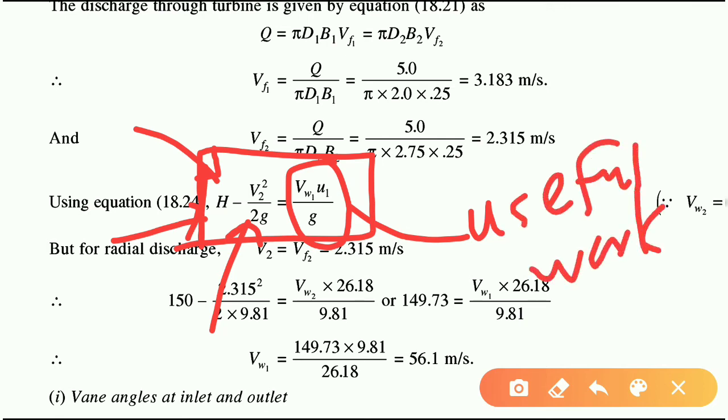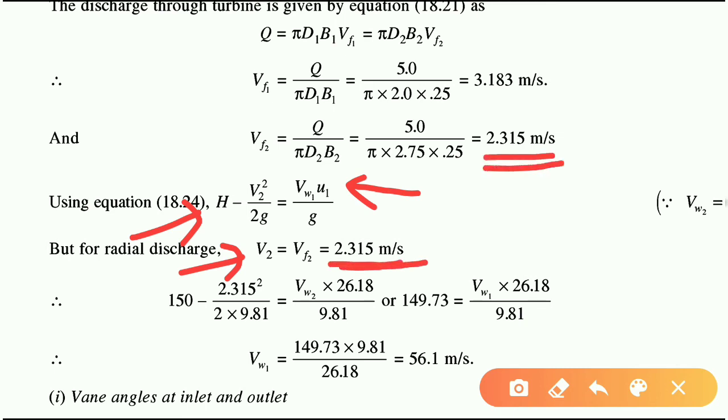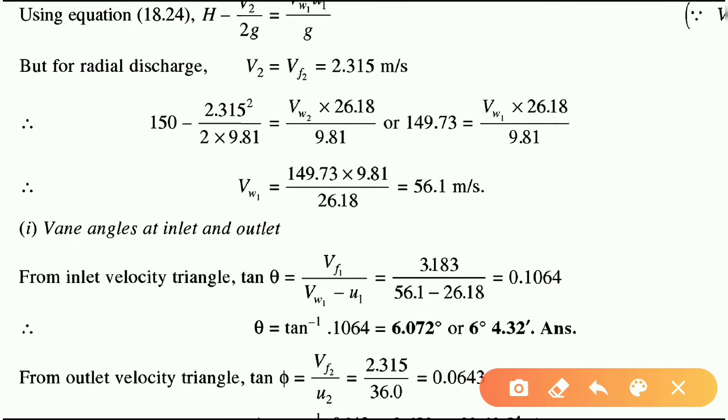Hence in this case we know the value of capital H, then we know the value of u1, and we know that V2 is equal to Vf2, whose value we have just calculated as 2.315. Hence we can replace V2 by Vf2. Putting all those values, we get the value of Vw1 as 56.1 meter per second. So by using this formula we have calculated Vw1.